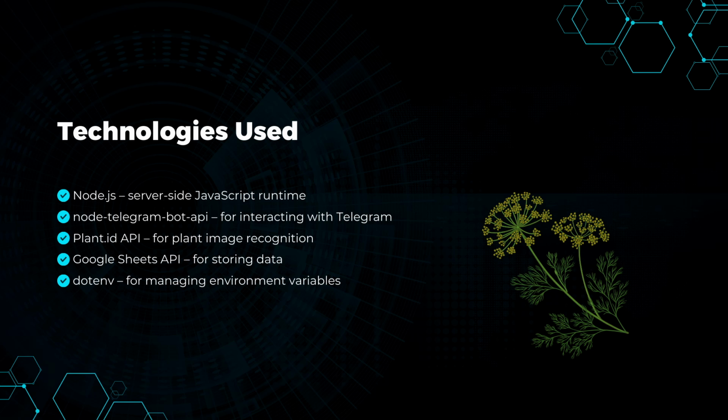Once again, the technologies that are going to be used here are Node.js as our backend runtime. We will use Node Telegram bot API to connect with Telegram. We will use Plant.id API for plant recognition from images. Google Sheets API to store the results. In our Node.js, we will use dotenv, of course, to securely handle all our API keys.